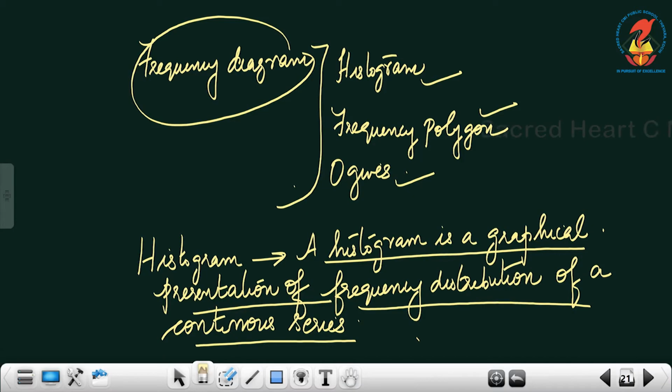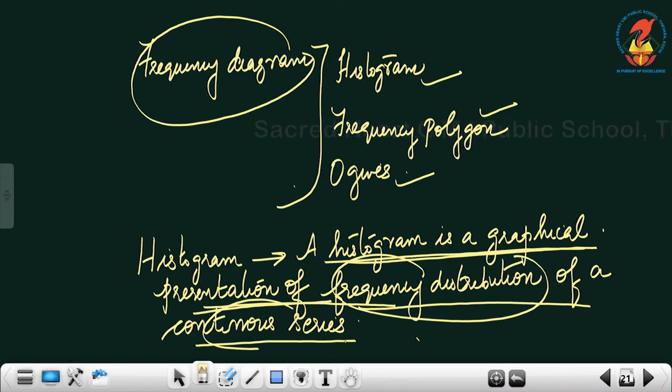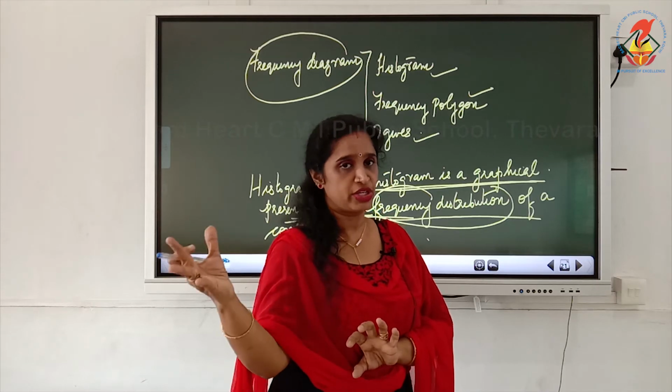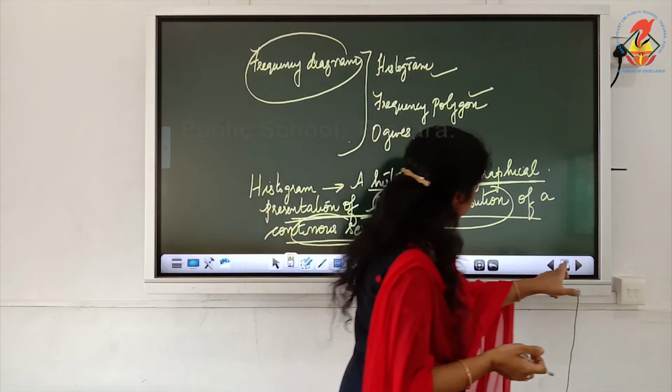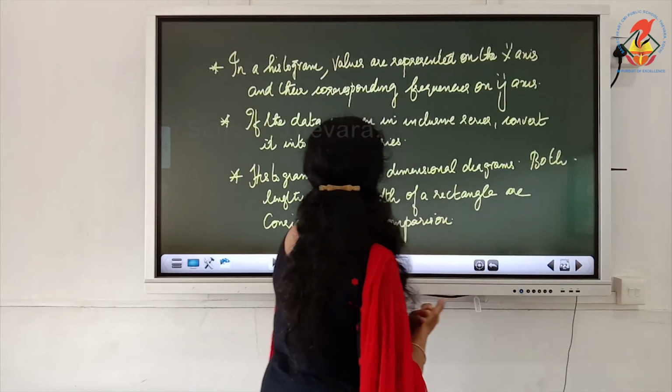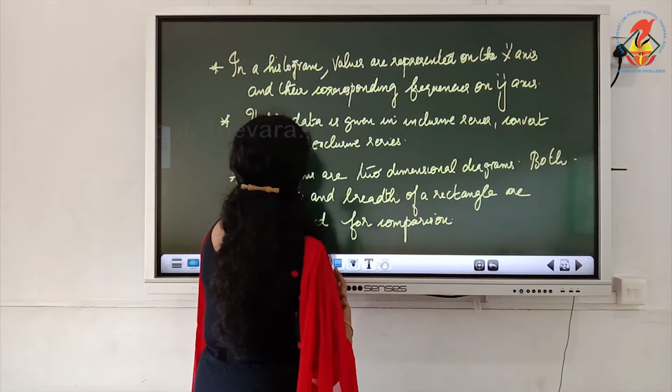So, what is a histogram? Histogram is a graphical presentation of frequency distribution of a continuous series. So, class interval and the frequency both will be represented in the histogram. Now, let us see important points with regard to histogram.